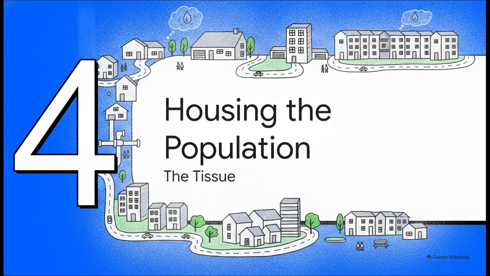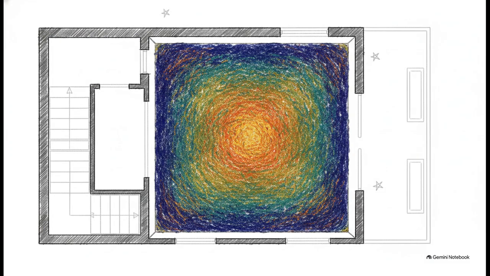Part 4. Housing the population, the tissue of our urban organism. Surrounding all those organs is the tissue of the city, the neighborhoods where citizens actually live. And when planning this housing, especially affordable housing, precision is everything. You've probably heard real estate terms thrown around that can be, quite frankly, incredibly confusing. But the golden rule today, which is legally enforced by the RERA Act, is carpet area.